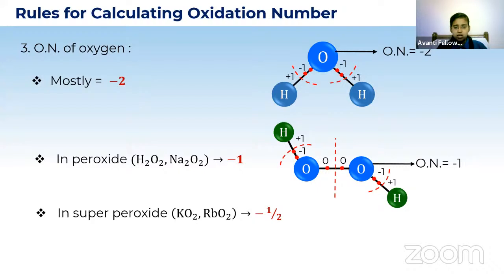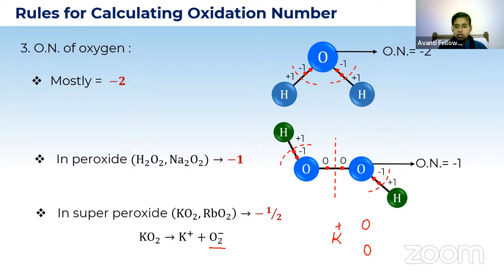Let me take one compound. Let me take KO2. How does this KO2 get dissociated? It gets dissociated as K plus and O2 minus. K plus and O2 minus, and O2 minus is called superoxide. And here you see, one potassium is shared by two oxygen.